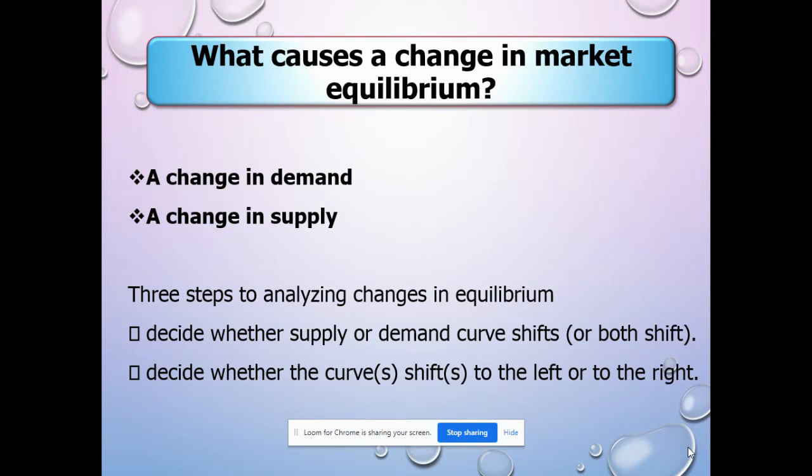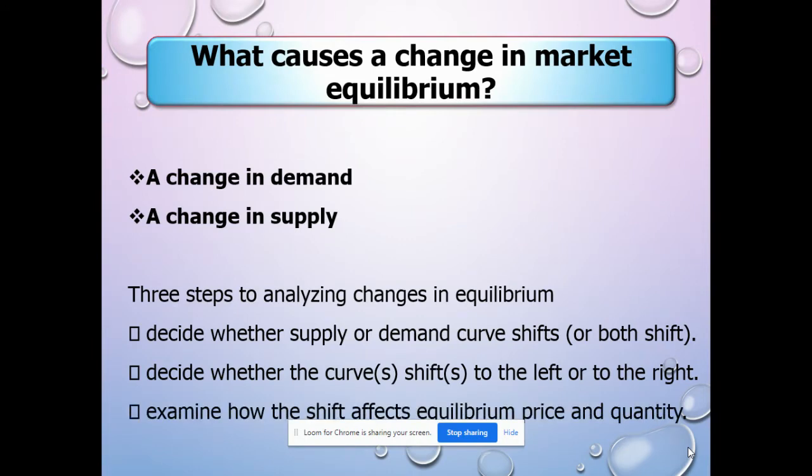and either shift to the right or shift to the left. Demand curve shift to the right or demand curve shift to the left, or supply curve shift to the right or supply curve shift to the left. And then determine how the changes will affect the equilibrium price and equilibrium quantity.